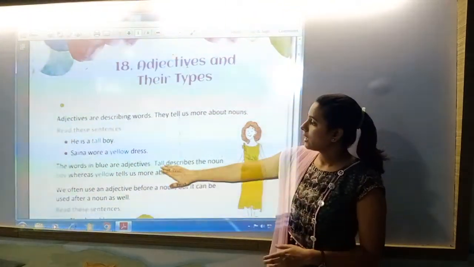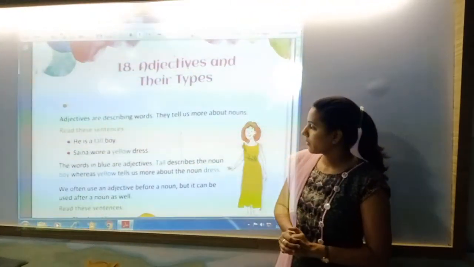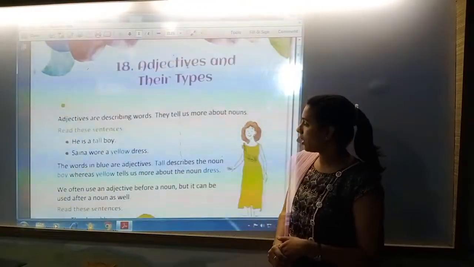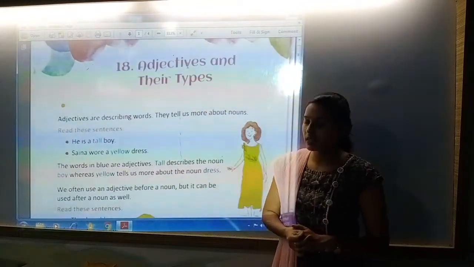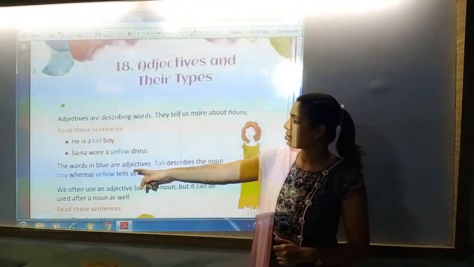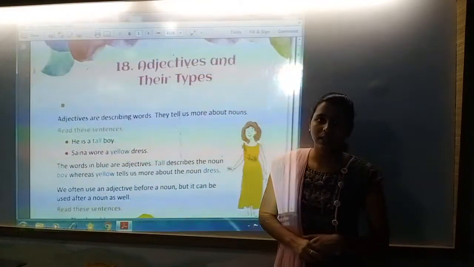Next, the words in blue are adjectives, just like tall and yellow. These are the adjectives and they are used for boy and dress respectively.